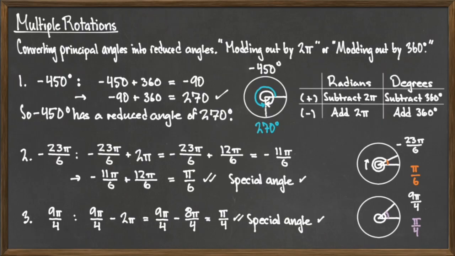The biggest takeaway from this slide is to know how to take a principal angle and turn it into a reduced angle. We're also going to see a lot more special angles, like pi over 6, pi over 4, and pi over 3, as we get more familiar with the unit circle.